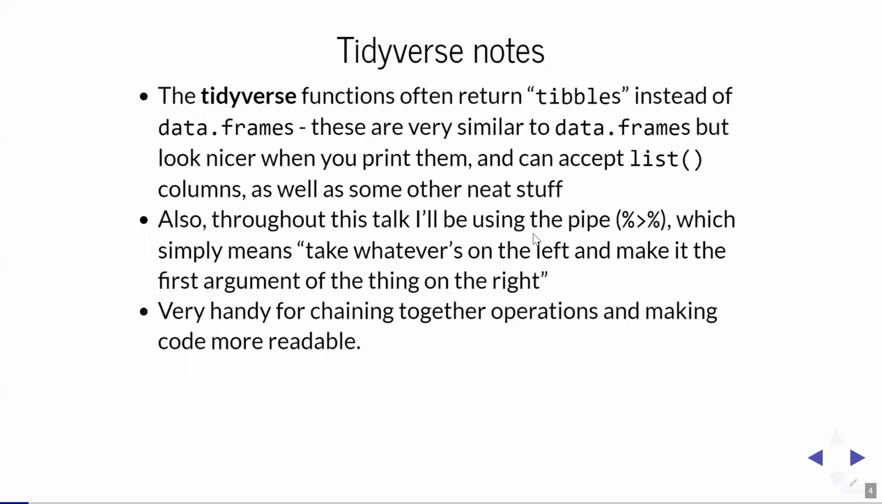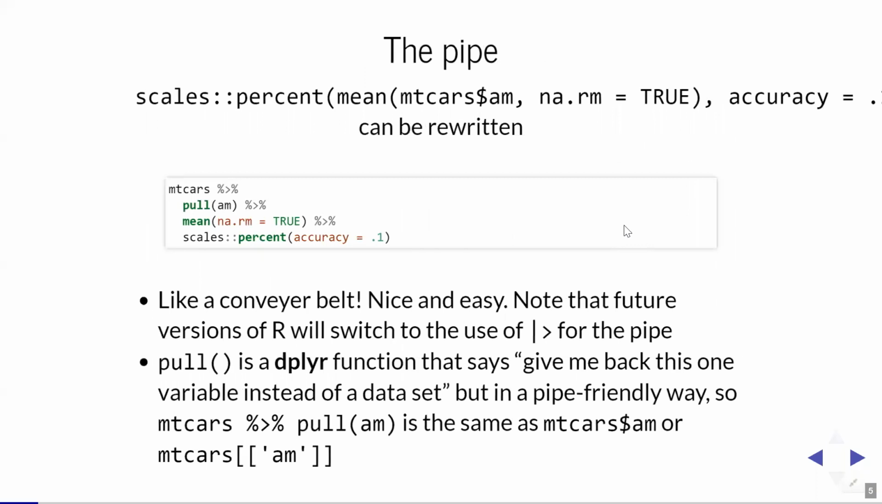Additionally, throughout this talk, I'll be using the pipe, which looks like this. It's a little % sign and then a greater than sign and then another % sign. What that pipe does is it says, take whatever's on the left of this pipe and make it the first argument of the function on the right of this pipe. And I'll go over some more implementation details on that in a second. Pipe is very handy for chaining operations together, makes code a lot more readable. For example, you can do this.